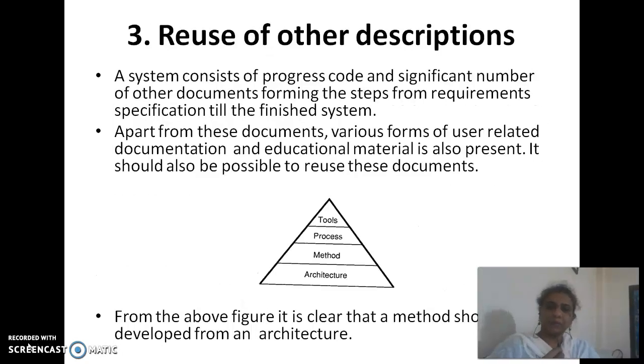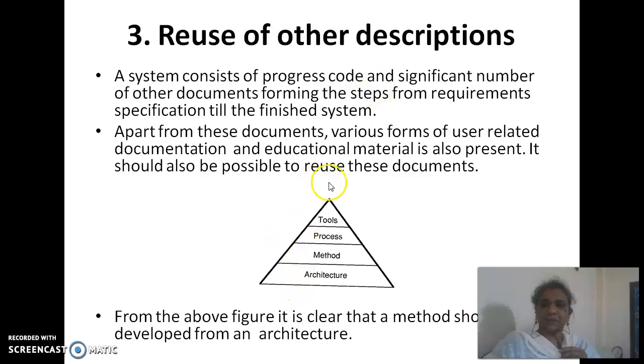Then coming to the third point in the system life cycle, it is the reuse of other descriptions. A system consists of program code and a significant number of other documents forming the steps from requirement specification till the finished system. Apart from these documents, various forms of user-related documentation and educational material are also present. It should be possible to reuse these documents.